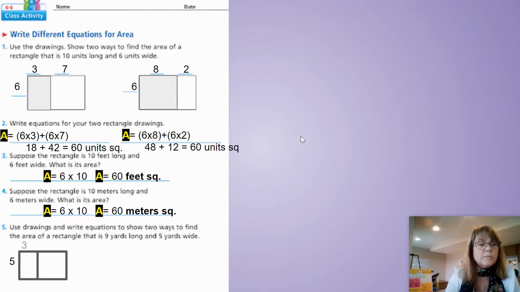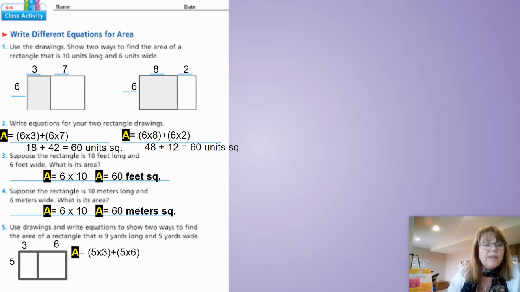And we're going to split this up as a 3 and a 6, because 3 plus 6 is 9 to represent the 9 yards long. My equation would be 5 times 3 for the first rectangle within that. And then my second one is 5 times 6. Those are each represented in parentheses. And then I add them together. I get 15 plus 30 will give us 45 yards squared. So that is my final answer.